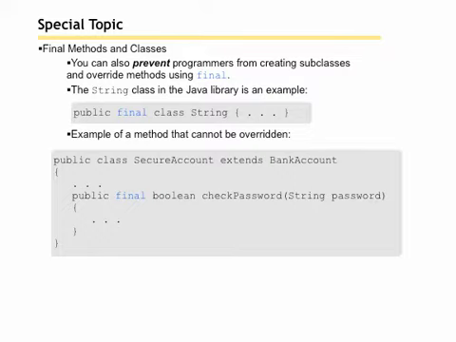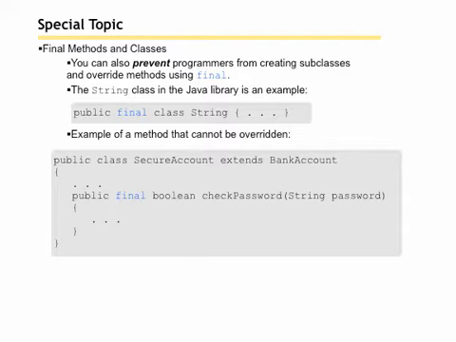So, final methods and classes. If you want to prevent programmers from creating subclasses, that is, you want to make sure that one of the classes you write is not used as a superclass, you can declare that class as final. For example, inside the Java library, the String class is final. You can't use the String class as a superclass for any other class. Public final class String is how final is used. It makes it concrete, and it makes it such that you cannot use it as a superclass.